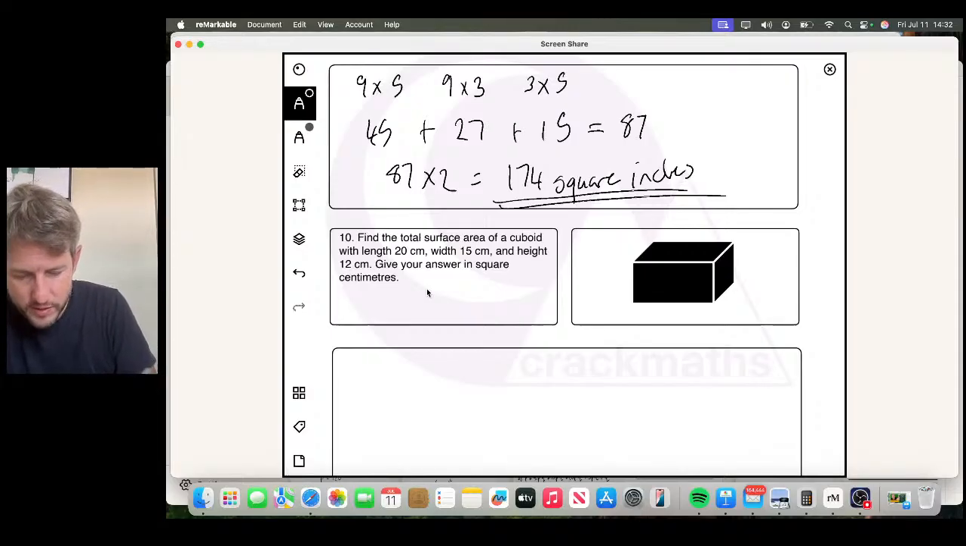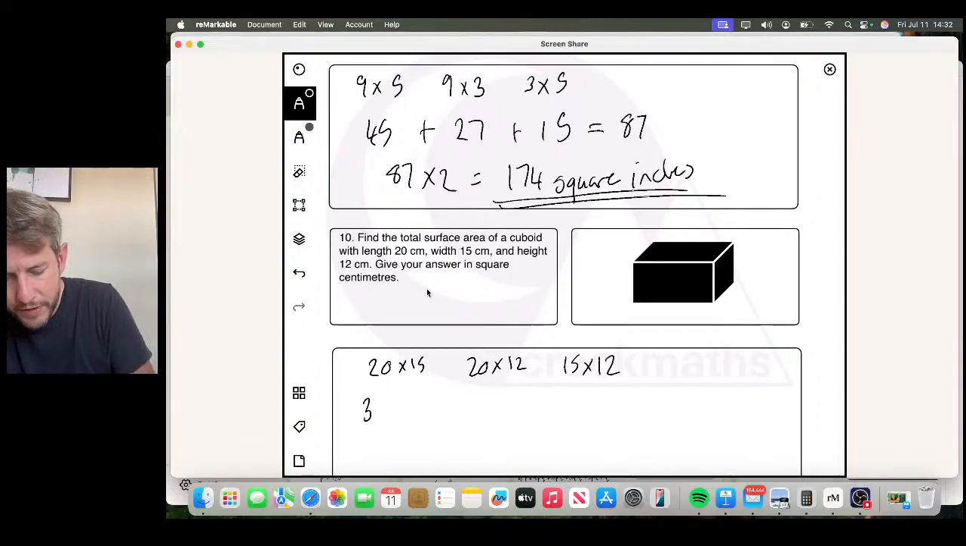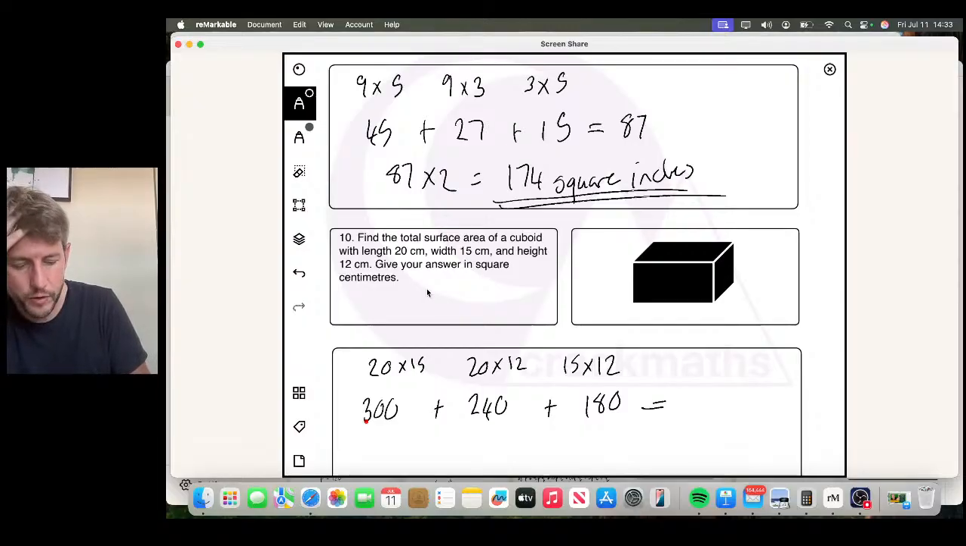So we have got 20 by 15, 20 by 12, and 15 by 12. 20 by 15 is 300, 20 by 12 is 240, 15 by 12, that's harder. Well, 10 by 12 is 120, 5 by 12 is 60, so that's going to be 180. So here we go, and then we can add these together. So we've got 540, add 180, so 720. So they make 720 for one set of the sides.